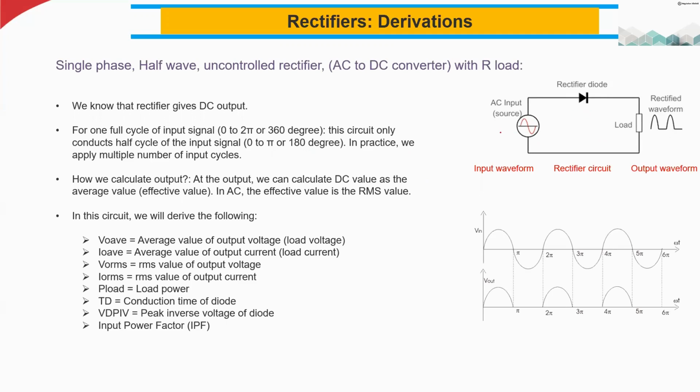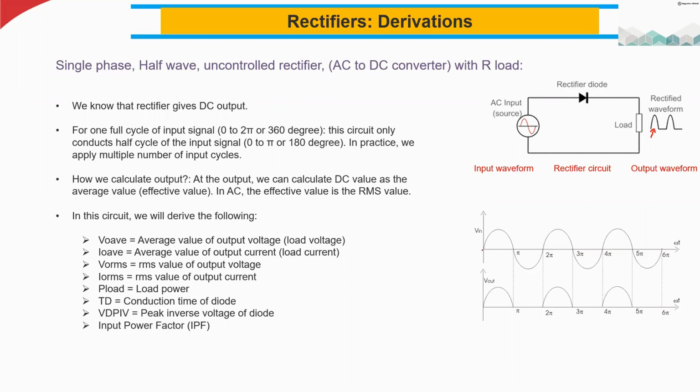I am applying the input signal. I am not showing any transformer here, just for simplification. And at the output, I am getting only a positive half cycle conduction. So this is the complete waveform. I am applying the input like this.